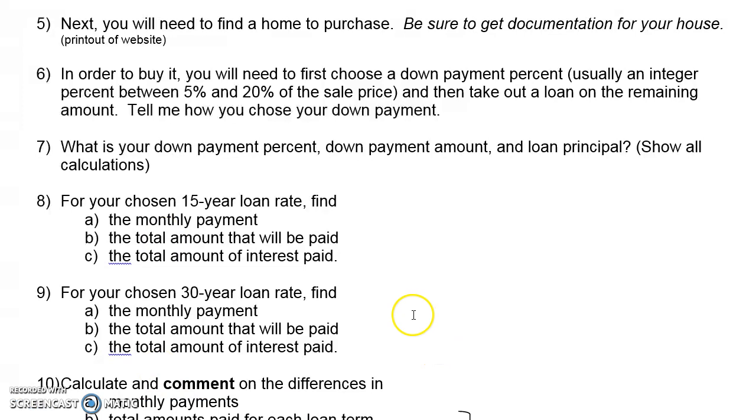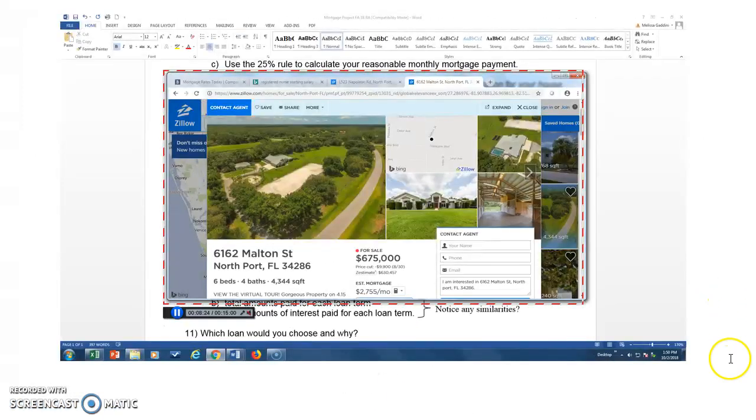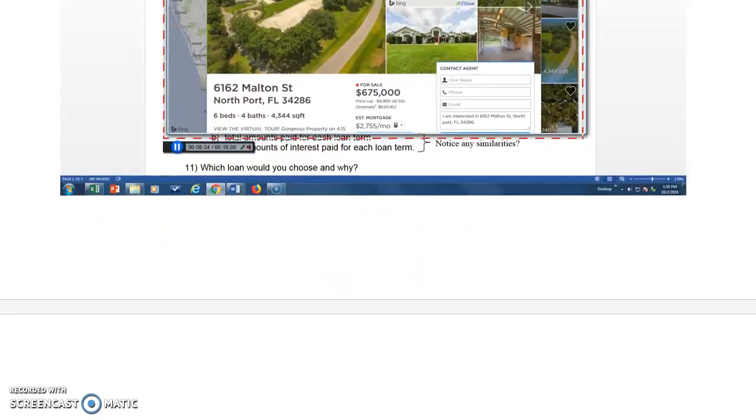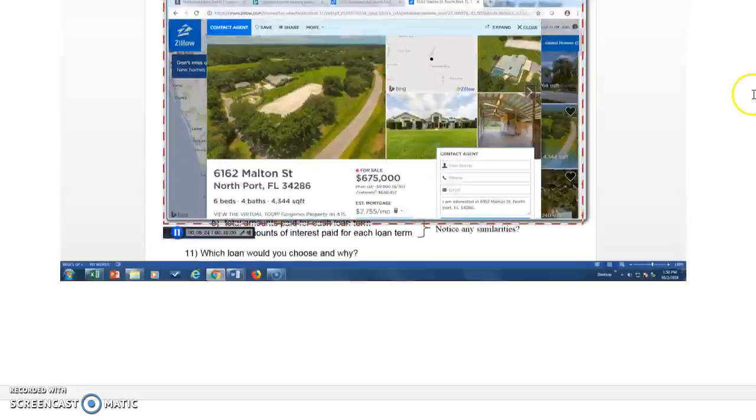So I am going to go to my typed essay and I'm going to move down and say that I choose 20% down payment to avoid PMI. And they all talked about that in class. So I have to show my work. I need to find 20% of the cost of the house, which is $675,000. That works out to a whopping $135,000 down payment.